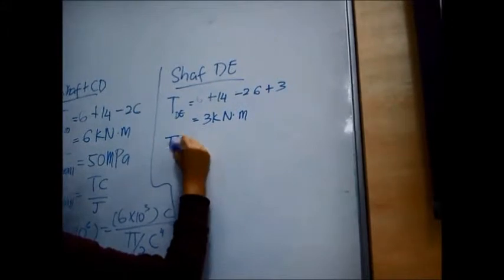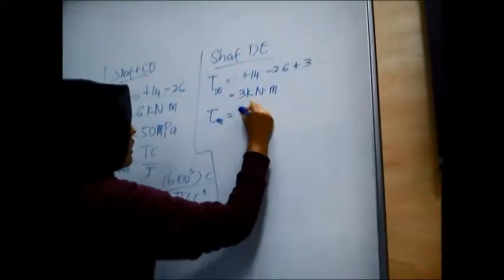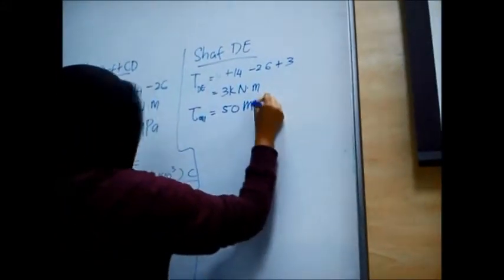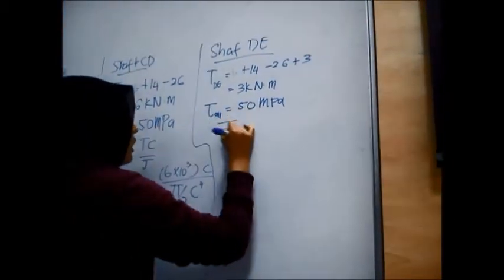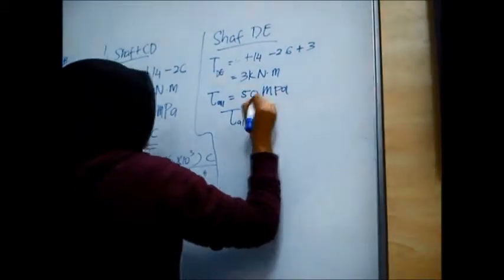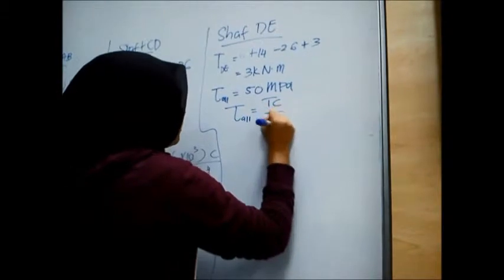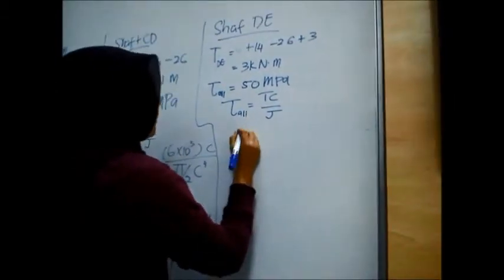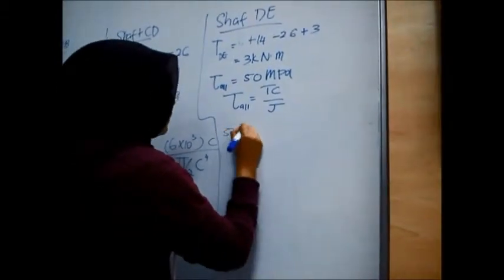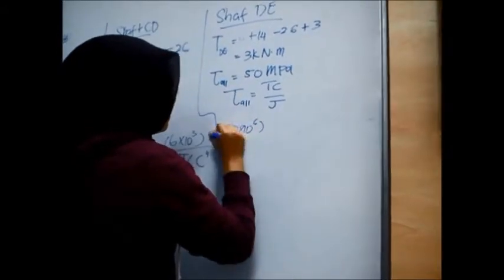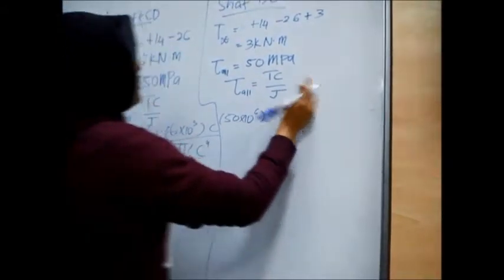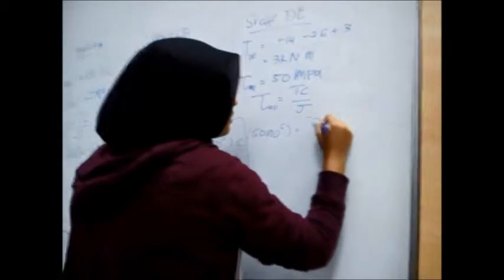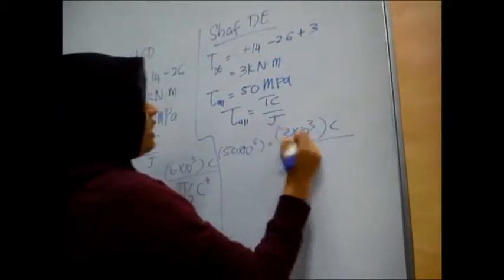Again, allowable stress given is 50 megapascal, and we calculate it with tau equals T times C over J, so 50 times 3 times C over J, which is pi over 2 C to the power of 4.